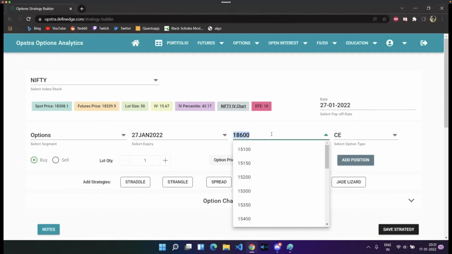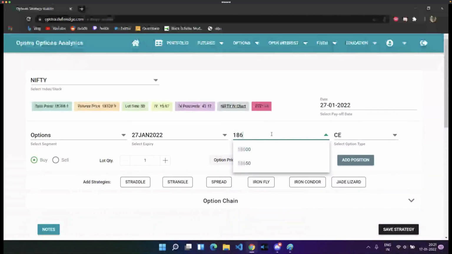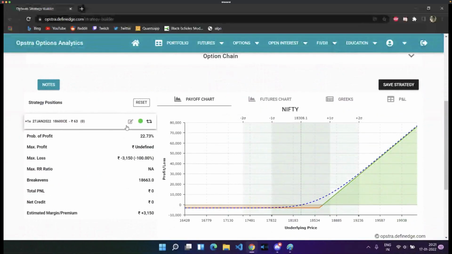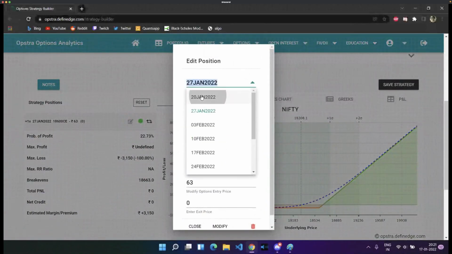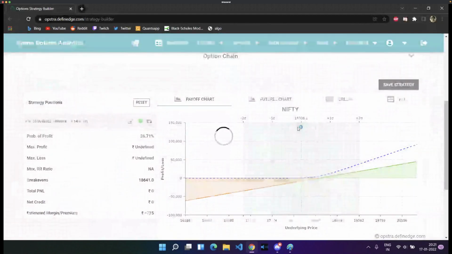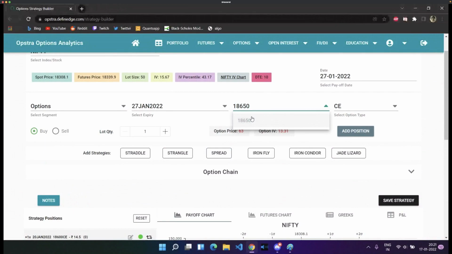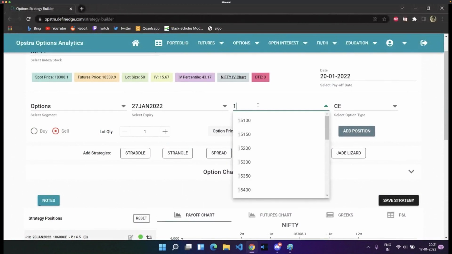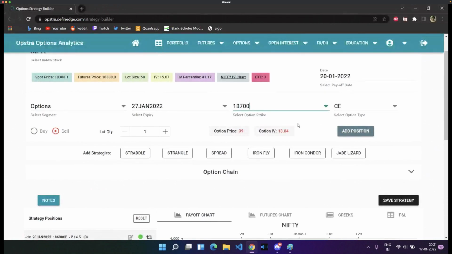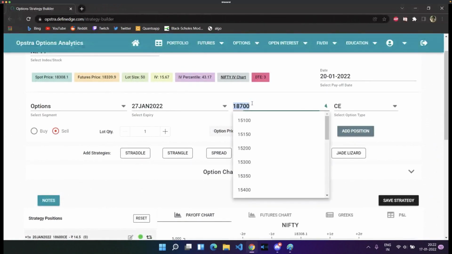So 18,600. Let's try 18,650. Modify. Okay, 650. Sell this. Sorry. So this is not 1:2:1. This is 1:1:1:1:1:1.